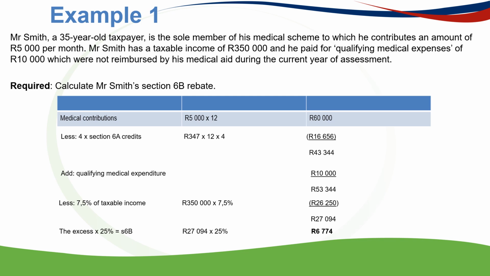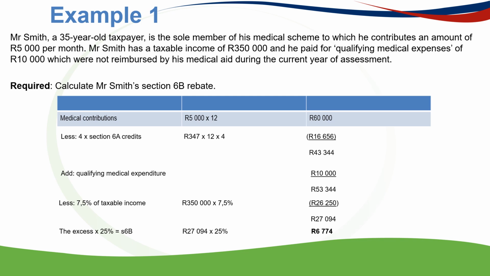53,344. Then we must deduct 7.5% of the taxable income. That's 350,000 Rand times 7.5%, and that gives us 26,250. We deduct it from there and we are left with 27,094 Rand, and the excess is then multiplied by 25% to give us the section 6B medical tax credit.